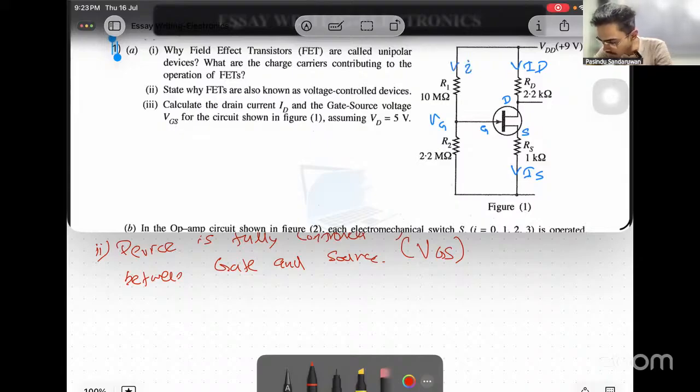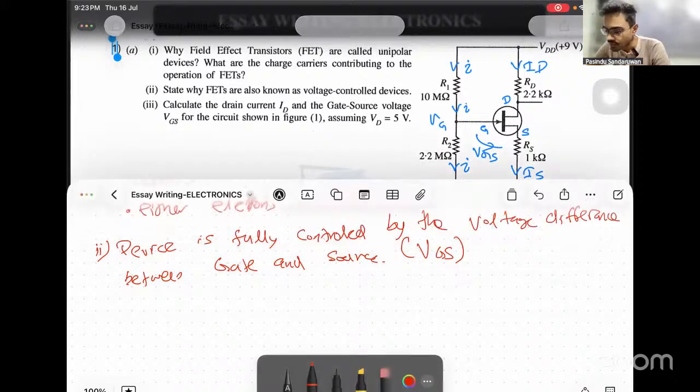If no current flows through G, then the same current flows through what we call R1 and R2, and they are in series combination. That is also noticeable. And what we need is VGS. VGS is the potential difference between G and S. What was asked is ID and VGS.